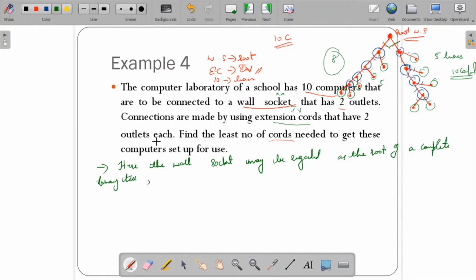and we can take computers as its leaves, and the internal vertices other than the root, because we have taken the wall socket as the root, are considered as extension cords.